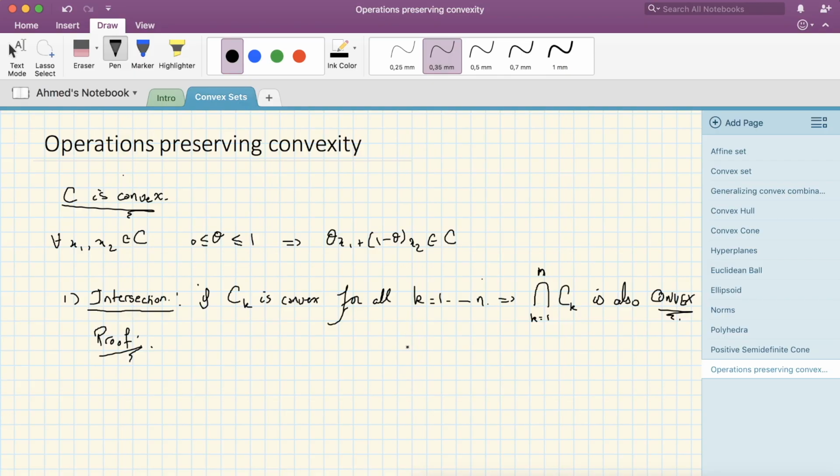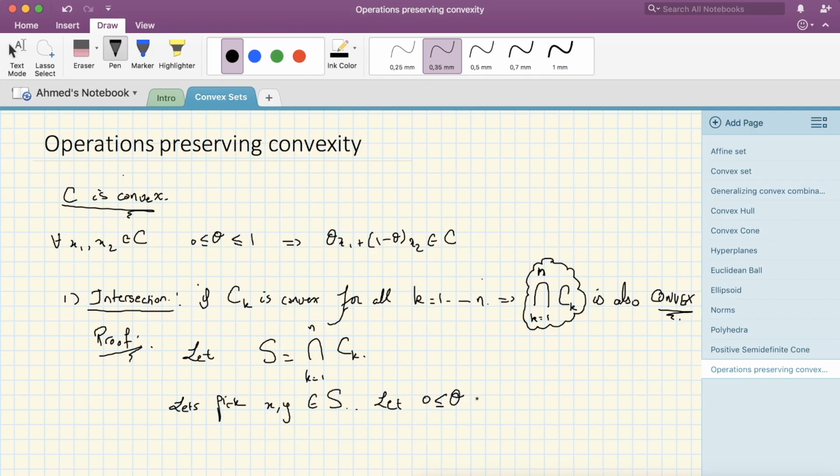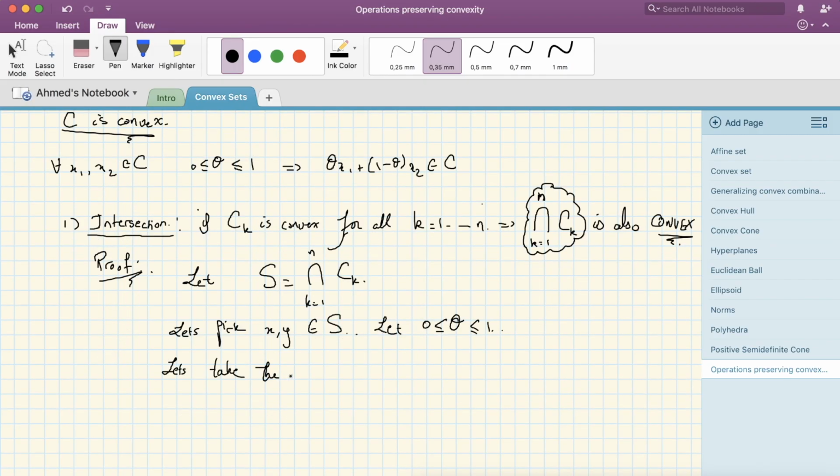Let's prove this by definition. So this set right here, let's call it, I don't know, S if you want. So let S be the intersection. We're going to assume that all the C_k are convex by hypothesis. Okay, now let's pick 2 points, x, y, in S. And also let theta be between 0 and 1. Now let's take the convex combination of x and y, meaning that let's consider the point theta x plus 1 minus theta y, right?